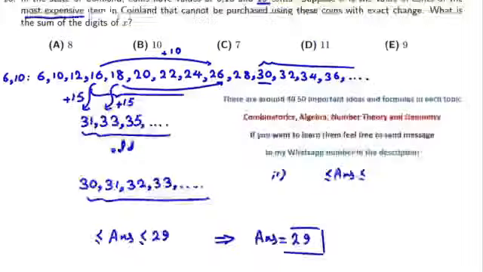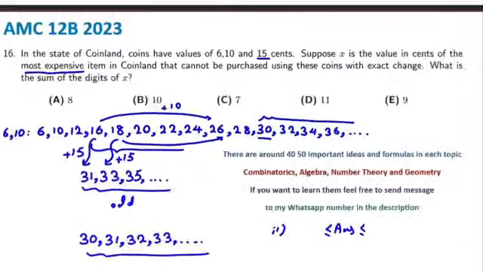Okay, and it says, what is the sum of the digits of x? x is 29. The sum of the digits of x is 2 plus 9, 11.